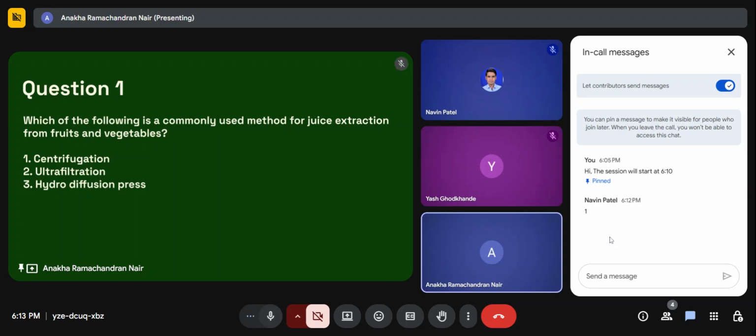One, all right. I'm not seeing any other answer, so let's see what the correct answer is. So in this case, all three of them are correct. You can use centrifugation, ultrafiltration, and hydrodiffusion press. All three of them you can use for juice extraction, right? So, are you familiar with centrifugation, ultrafiltration, and hydrodiffusion press, or do you want me to explain them? Are there any doubts in this question? Like, is there something you didn't understand?